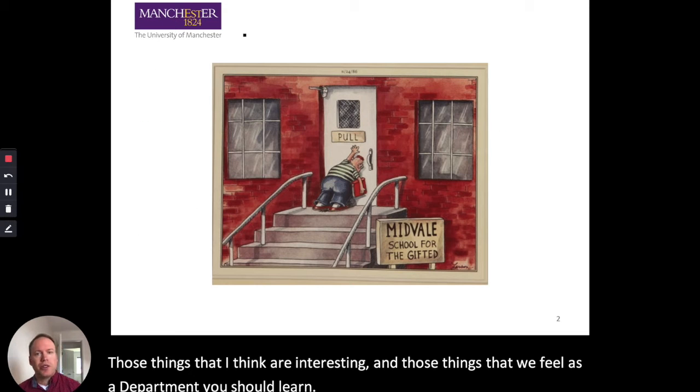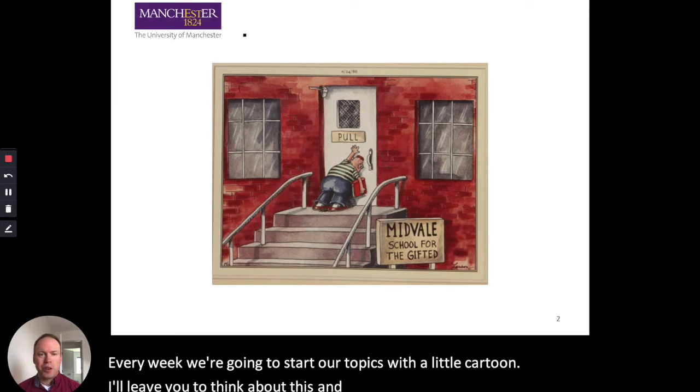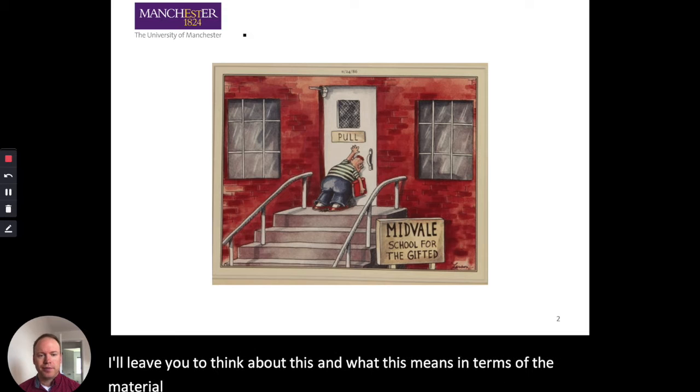Every week, we're going to start our topics with a little cartoon. I'll leave you to think about this and what this means in terms of the material you're going to learn.